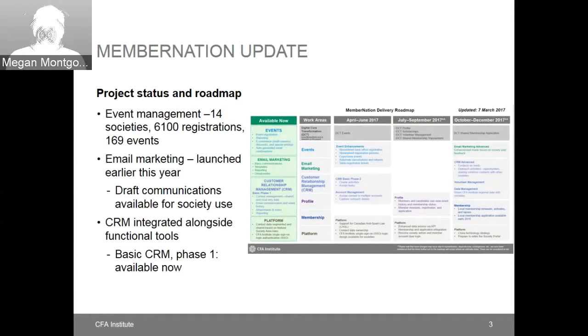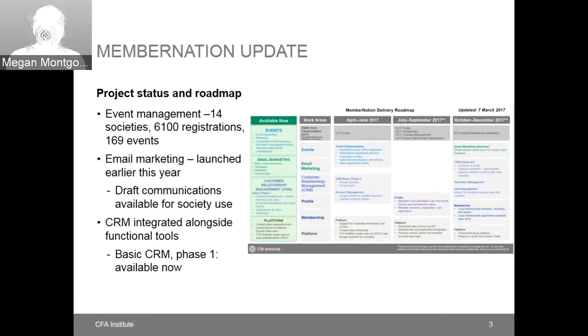As part of that, we so far have 14 societies who are actually using the system to manage their events right now. We've had 6,100 registrations with 169 events for those different societies, and we have a whole slew of societies who are sort of in the pipeline, who are either being onboarded currently or are in training or are waiting to choose their first event. So we have a large number who are kind of in process right now, I would say.